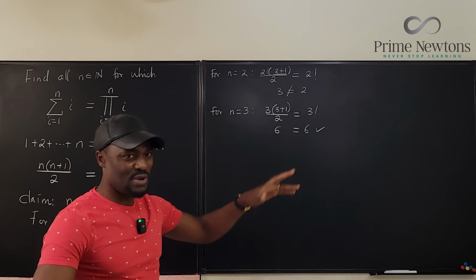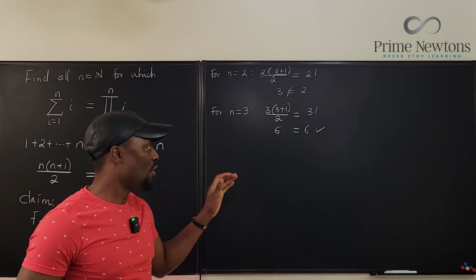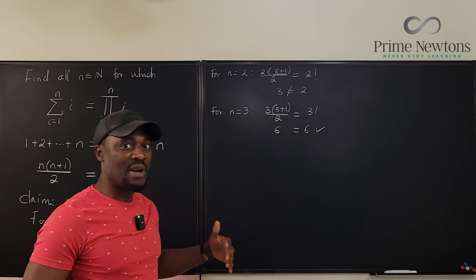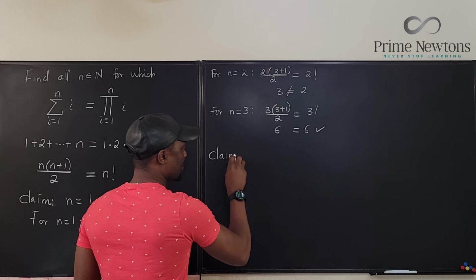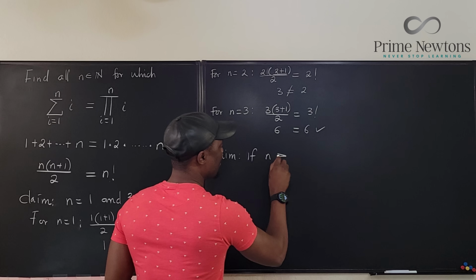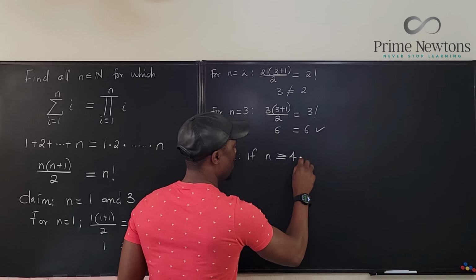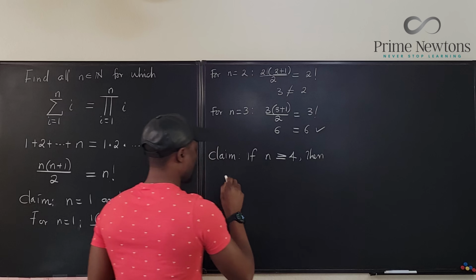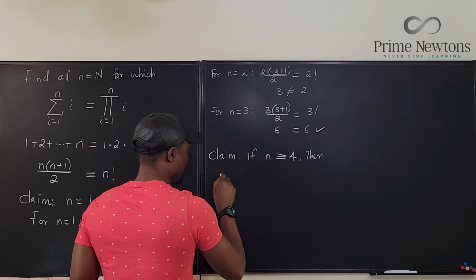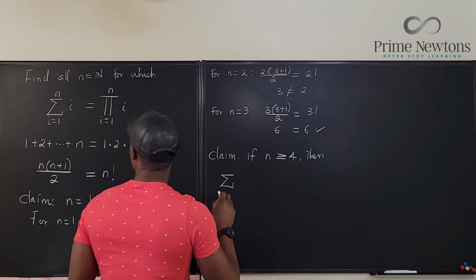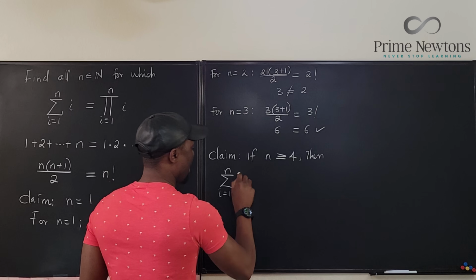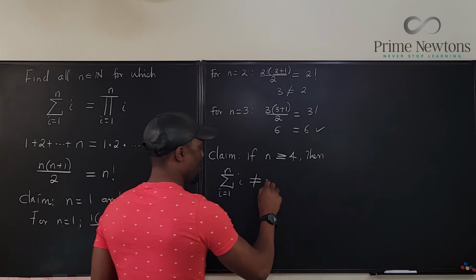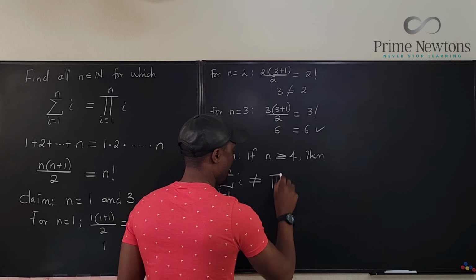Basically, you know that factorials will grow faster than addition, but we just want to show it by mathematical induction. So, claim: if n is greater than or equal to 4, then this is never true. Then the sum from i equals 1 to n of i is never equal to the product.